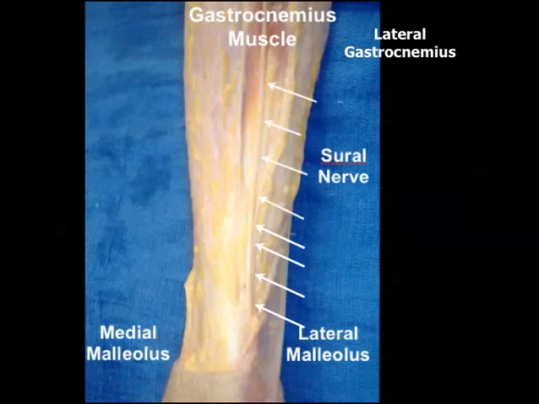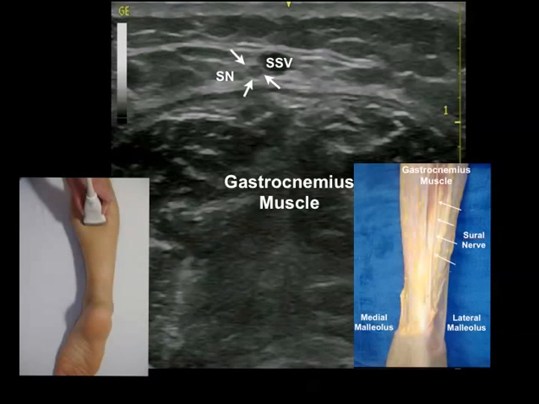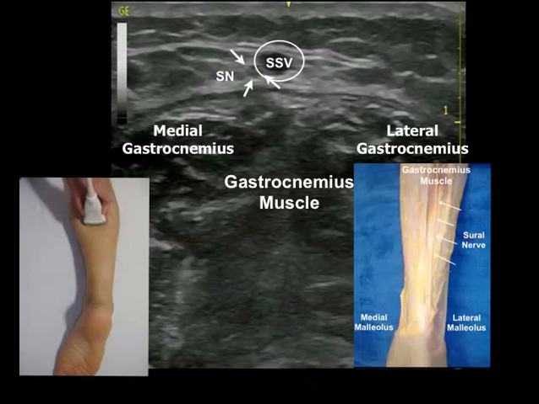And it comes to perforate the investing fascia of the leg between the lateral and medial heads of the gastrocnemius. This is an ultrasound image at the mid-shaft of the tibia, showing the lateral head of the gastrocs, the medial head of the gastrocs, and the small saphenous vein, accompanied once again by the sural nerve. This is immediately prior to it piercing the investing fascia of the leg.